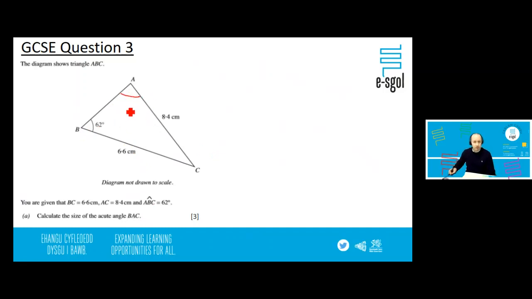I think instead of writing BAC every time, I'll call it X. Remember, I can call it whatever I want, really. So I'm going to do the sine of X divided by the opposite side, which is 6.6, and all of that is equal to the sine of 62, all divided by 8.4.